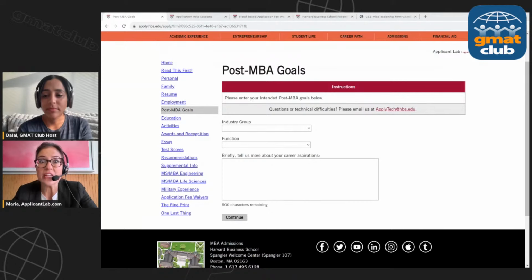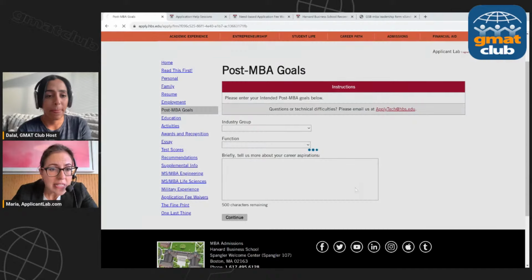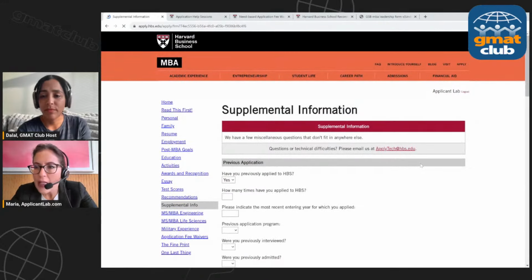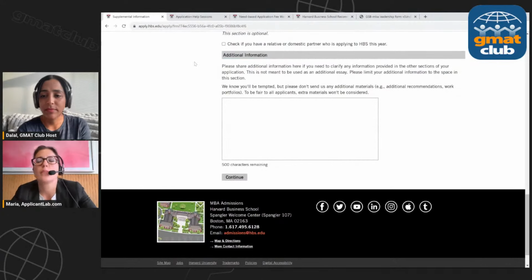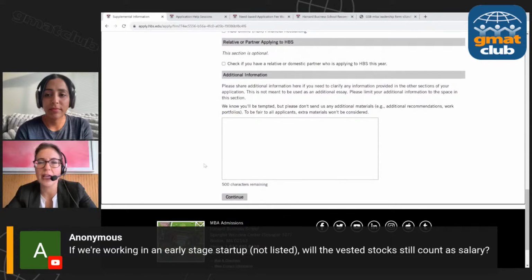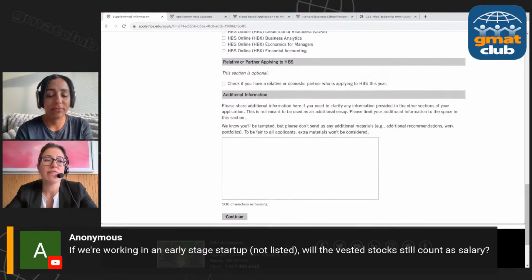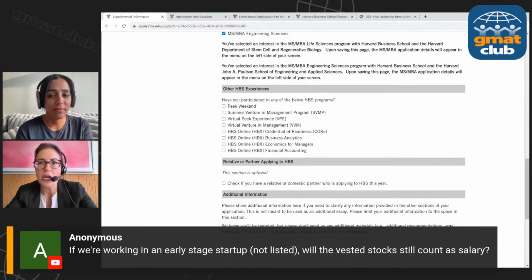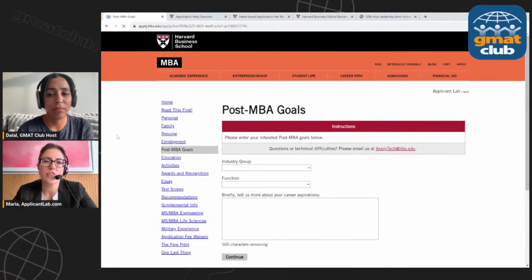Now, if you have significant stock options and your salary is very small, you can put that in supplemental info. Lots of other schools call it the optional essay; HBS calls it additional information. You've got 500 characters. This is where you might say, my salary is only whatever, but I'm 2 years into a 4-year vesting schedule, and my stock is worth whatever. But do not put that as salary. It's not salary.